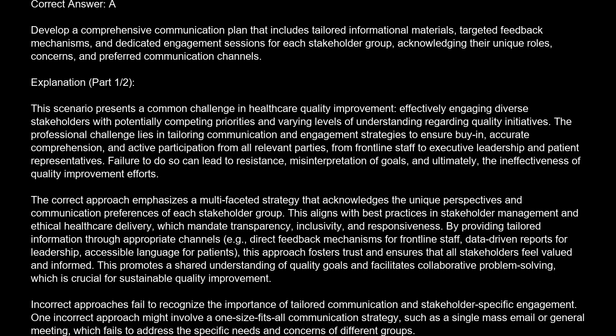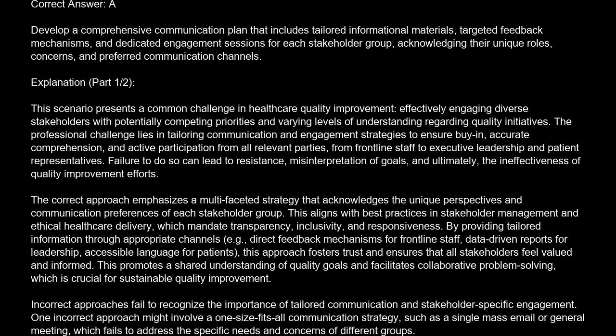This aligns with best practices in stakeholder management and ethical healthcare delivery, which mandate transparency, inclusivity, and responsiveness. By providing tailored information through appropriate channels, e.g., direct feedback mechanisms for frontline staff, data-driven reports for leadership, accessible language for patients, this approach fosters trust and ensures that all stakeholders feel valued and informed. This promotes a shared understanding of quality goals and facilitates collaborative problem solving, which is crucial for sustainable quality improvement.